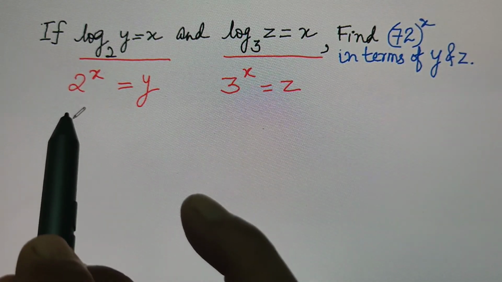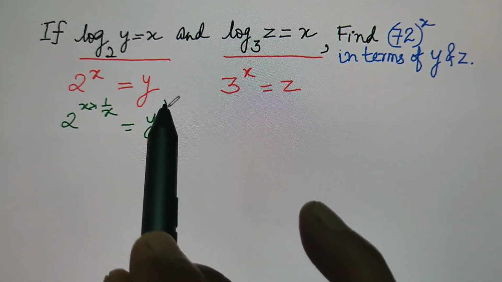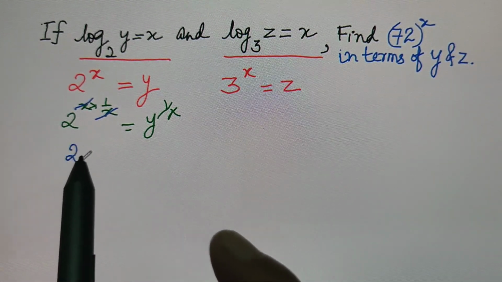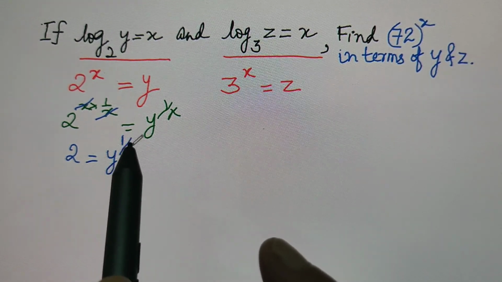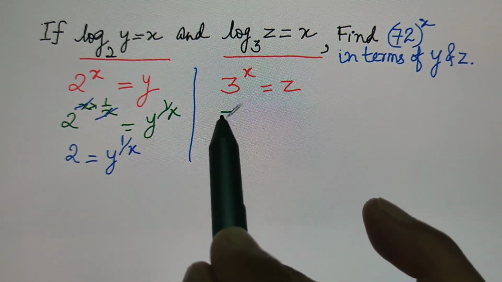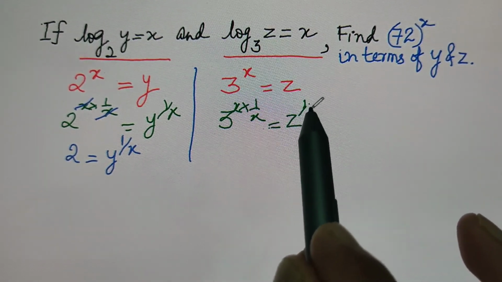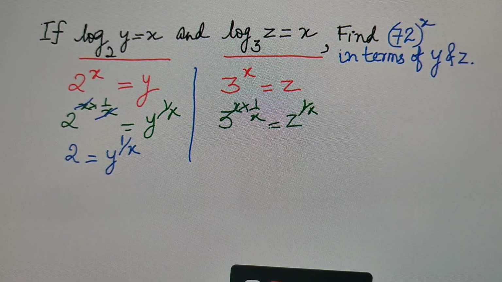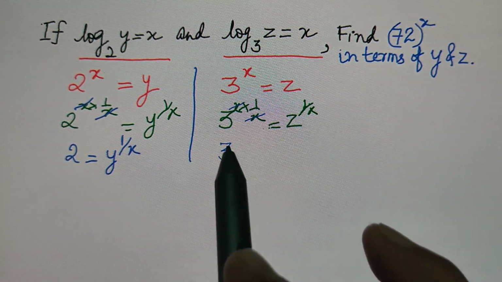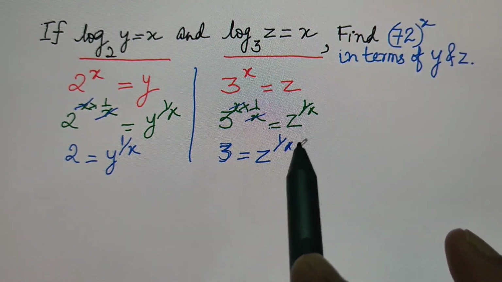What we can do is we can raise both the sides to the power 1 upon x, y to the power 1 upon x. Now what do we get? We get the value of 2, which is equal to y to the power 1 upon x. In the same way, we are going to raise 3 to the power x to 1 upon x and z to the power 1 upon x, both the sides. Now we can cancel this x and x, so we get 3, which is equal to z to the power 1 upon x.